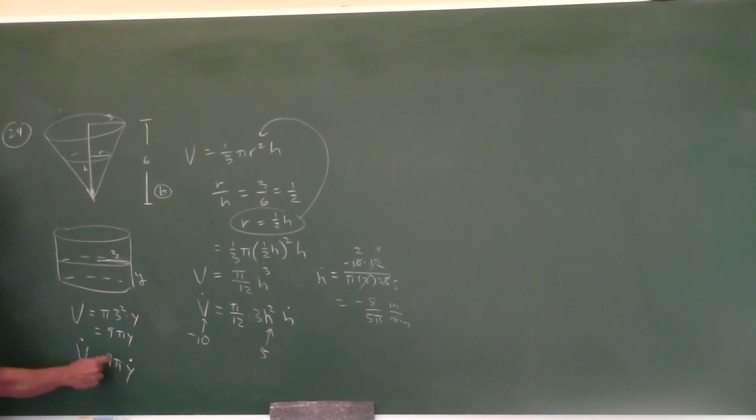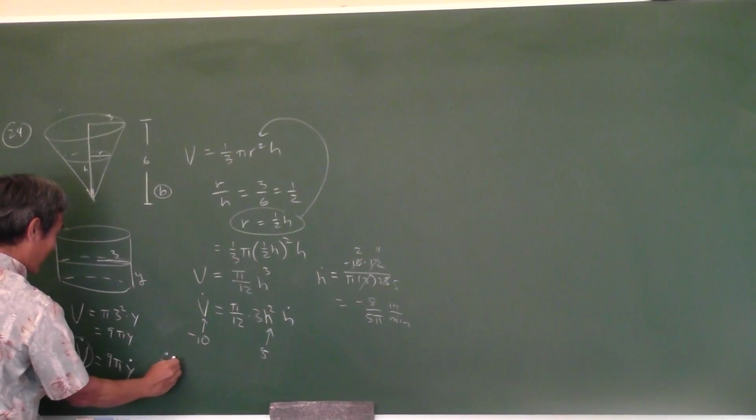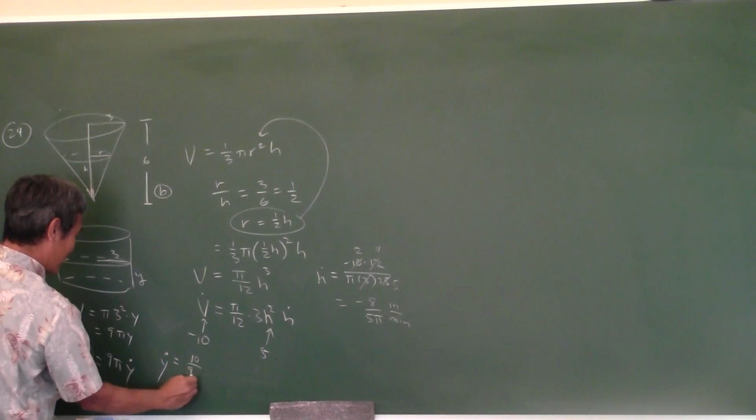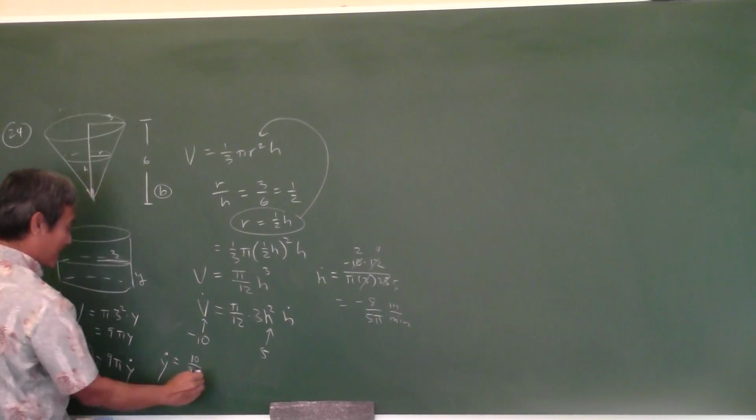So to find y dot, you just have to substitute a number for V dot. But what is V dot for the coffee pot? Positive 10, because the coffee is going in. The volume is getting bigger. So therefore, y dot for the coffee pot is 10 over 9 pi, and I guess it's going to be inches per minute.